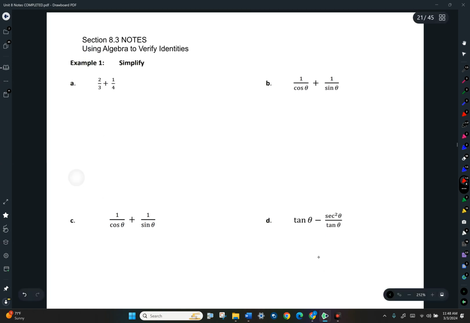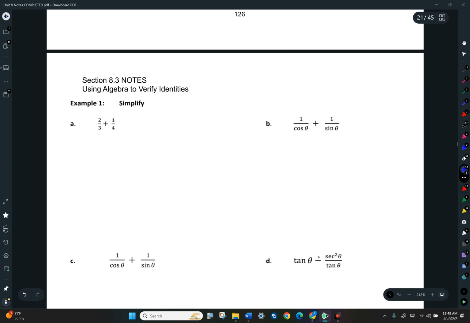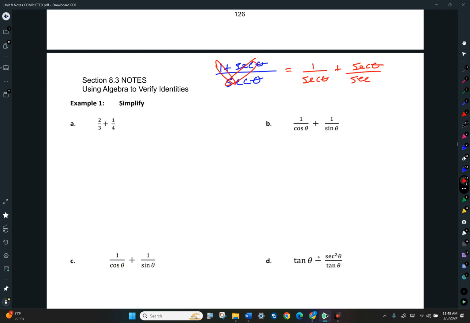So let's think through some different algebra things that might come in. In the last class, for 8.2, you might remember we talked about how you could take a single fraction. I think one of the first examples was something like 1 plus secant over secant. And we talked about how both of those terms on top are being divided by secant. So you could separate it and think of it as 1 over secant plus secant over secant. And that's true. And sometimes that's what you want to do. Sometimes you want to go from one fraction and turn it into two different fractions.